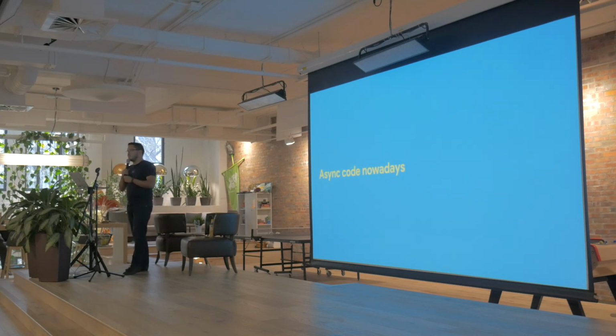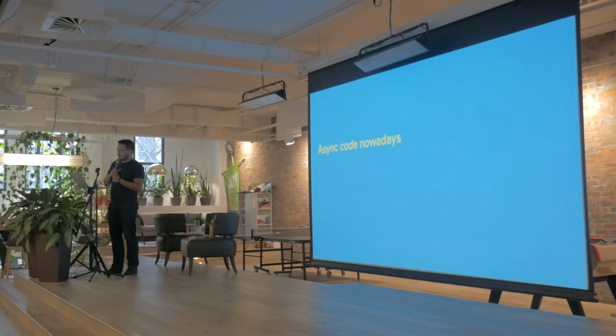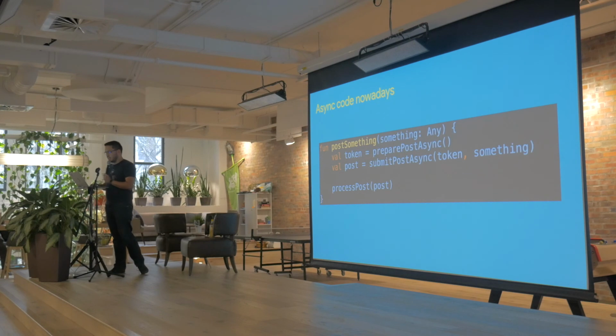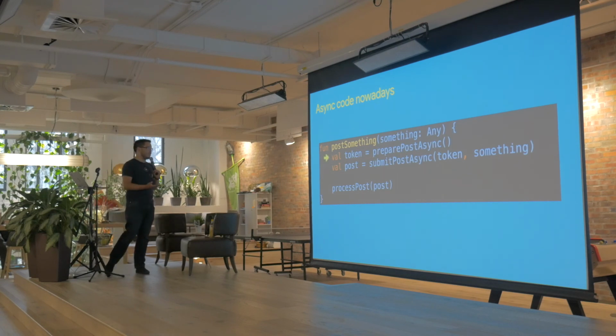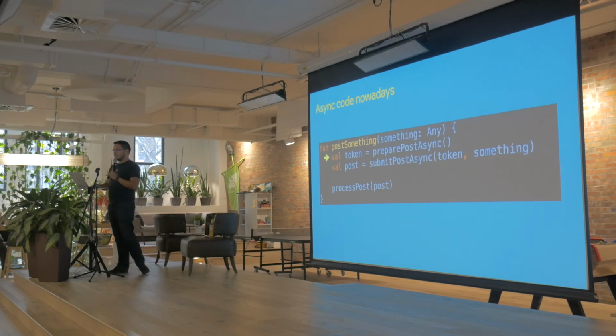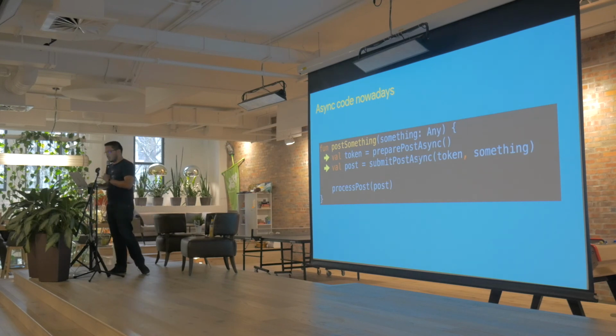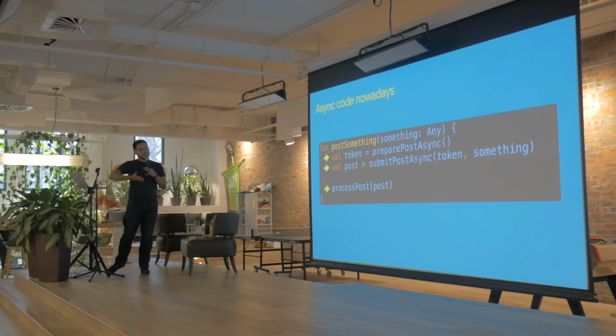If we take a look at async code nowadays, for example, this small piece of code, it's very, very simple code. There's nothing async about it yet. I'm just getting a token, and then I'm going to use that token for whatever reason to post something somewhere, and then I'm going to process the result of that.